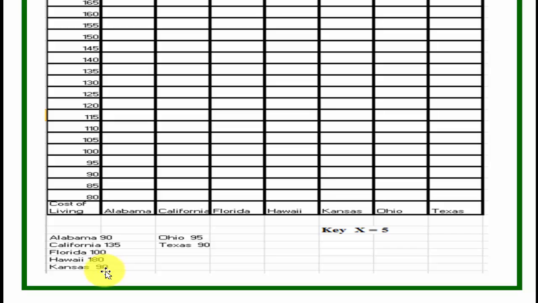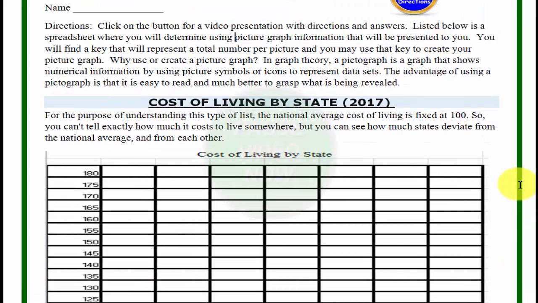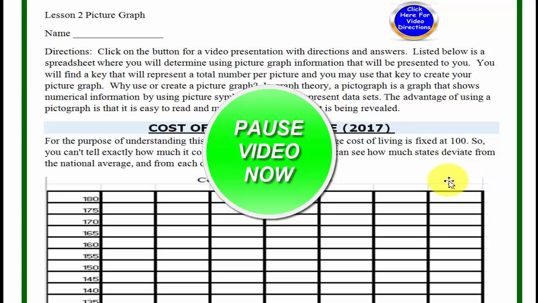These numbers look pretty good, and you can grasp what's going on, but you'll get a much deeper understanding when you use a picture graph. For example, in Alabama, starting at the number 90, which is right here, you want to put an X, X, and X, which illustrates the cost of living if you lived in Alabama. Now, please pause the video, do the spreadsheet, and then play the video, and we will provide you with the answer. Please pause the video now. Thank you.